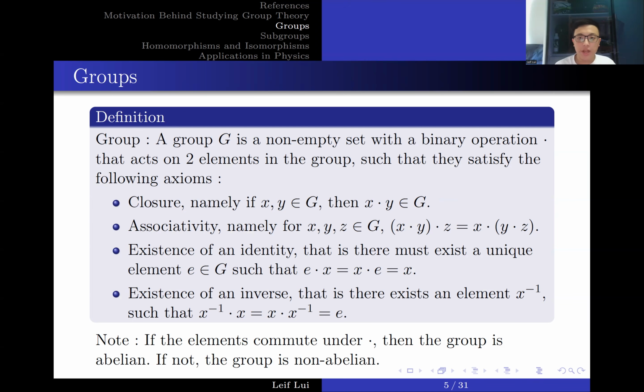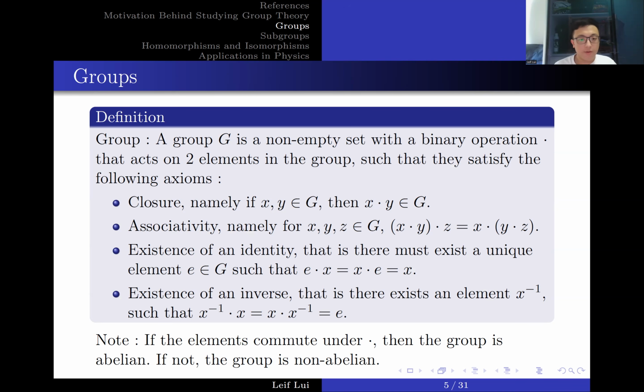And finally, with an identity, there must also be an inverse. Basically, we have another element, x to the minus 1. If you operate this on x, this should yield the identity. So in the case of addition again, if we have a positive number a, to get 0 we have to add minus a. So minus a is the inverse of a and vice versa.